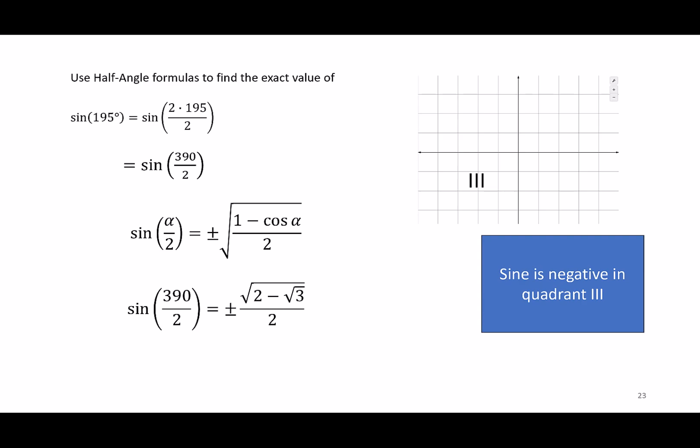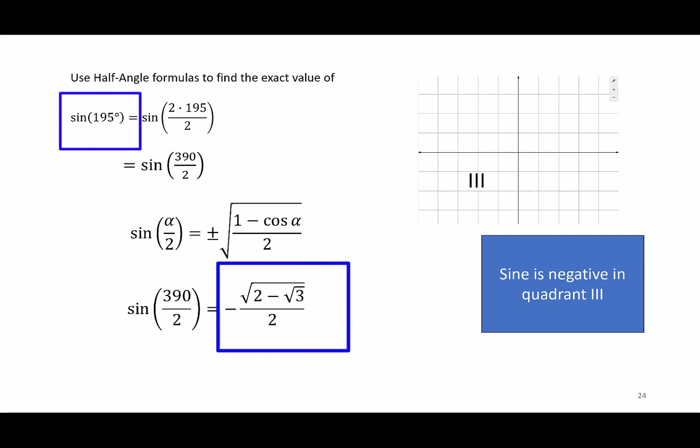We've already said that we know sine is negative in quadrant 3, so we can get rid of the plus or minus and just write it as minus. This might look a little bit ugly, but this is our final solution. We found that the sine of 195 degrees is equal to negative the square root of 2 minus the square root of 3 over 2.